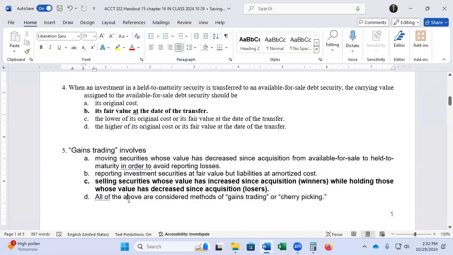You might hear that talked about in your tax class. If you had some losses that year and you want to take some gains, you sell the ones that had gains on it, and the gains get offset by the losses for tax basis.